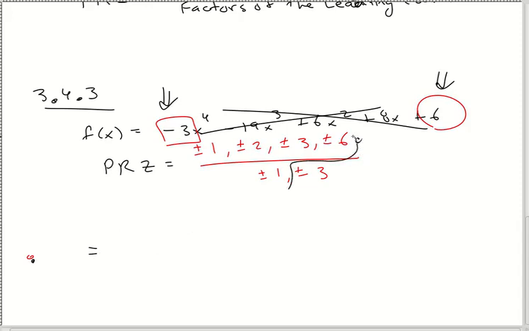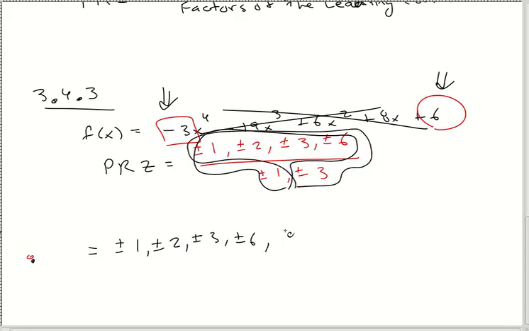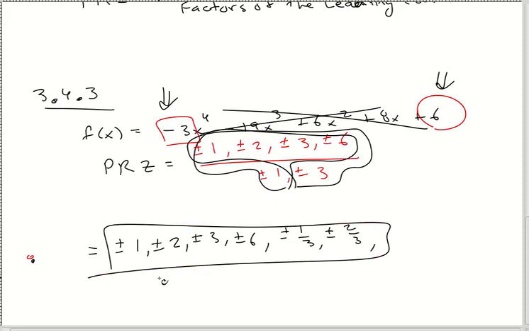I'm going to distribute my denominator. So everything gets divided by 1, which is just itself. And then everything gets divided by the 3. So we get 1/3, 2/3, 3/3. We already have that, it's 1. And then 6/3, that's 2. We already have that as well. So this is our list.